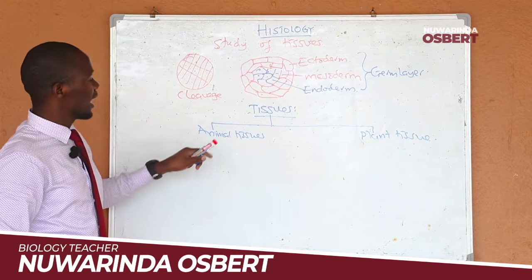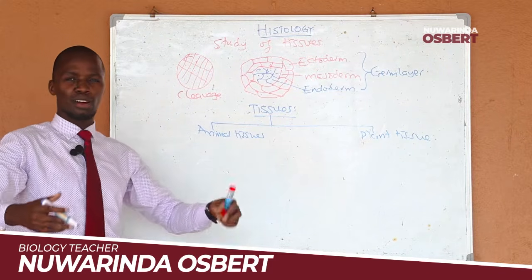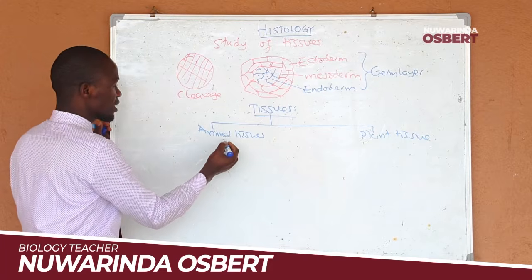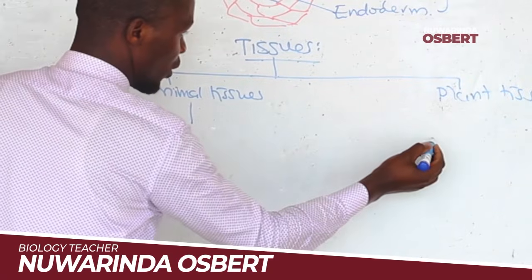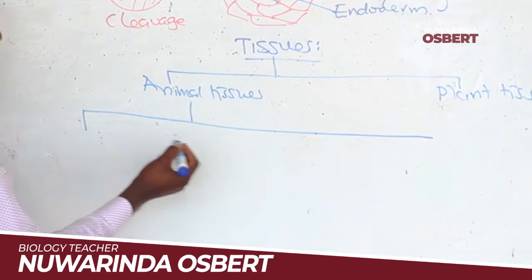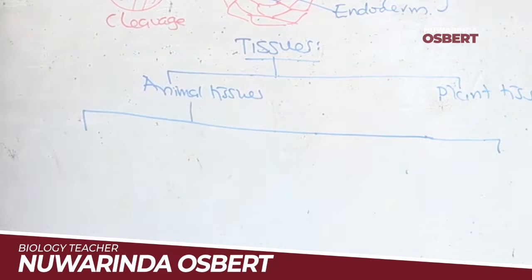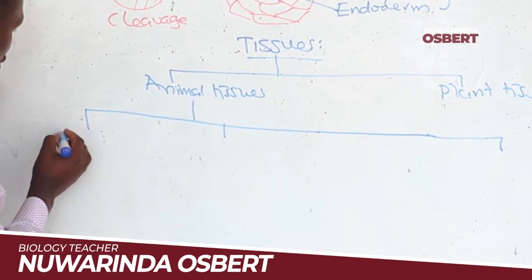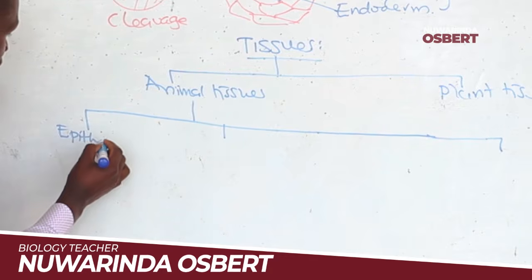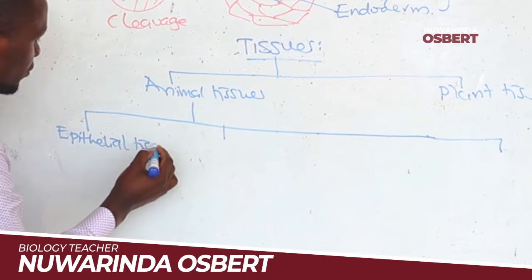So we are saying in animal tissues, this is an animal which has now matured. These animal tissues are categorized into the following categories. We have the following categories of animal tissues. And what are these categories? These categories are, we have got what we call the epithelial tissue.